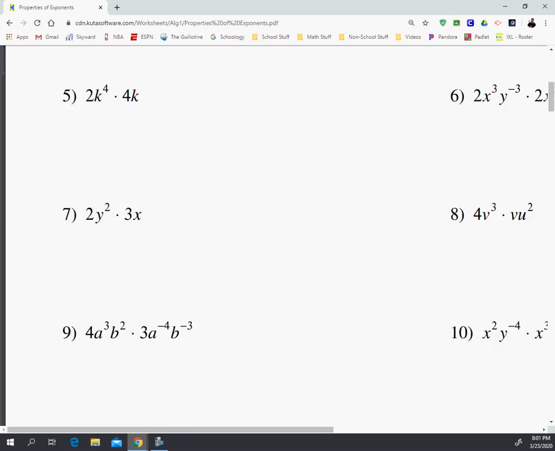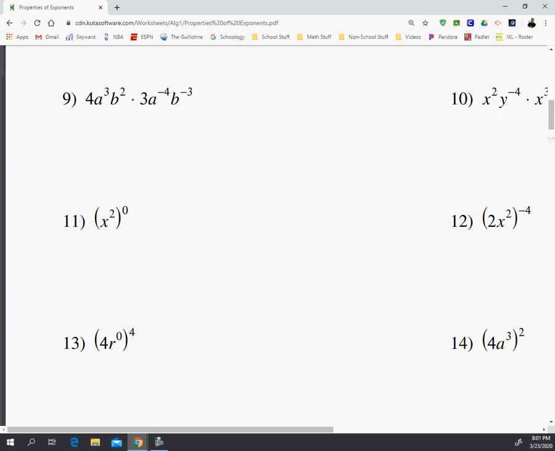Let's go down to number 9. It looks a little bit more tricky. Number 9 is going to look something like this. 4 times 3 is 12. No biggie, right? Let's combine our a's. We have a to the 3 and a to the negative 4. That adds up to a to the negative 1. We have b to the 2 times b to the 3. That adds up to b to the negative 1 also.